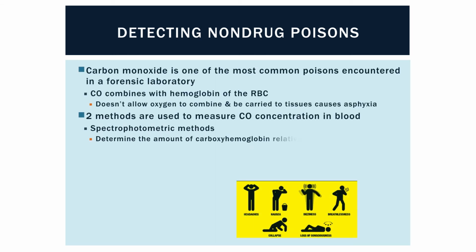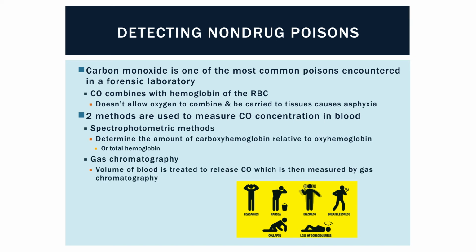Another non-drug poison that they come into or encounter often is carbon monoxide. And carbon monoxide has the ability to combine with hemoglobin in the RBC. The RBC is a red blood cell, and the hemoglobin is what attracts the oxygen and carries it throughout the body. And when carbon monoxide combines with the hemoglobin, it forms carboxyhemoglobin, and what this does is it prevents the hemoglobin from combining with oxygen, and so the tissues basically suffocate.